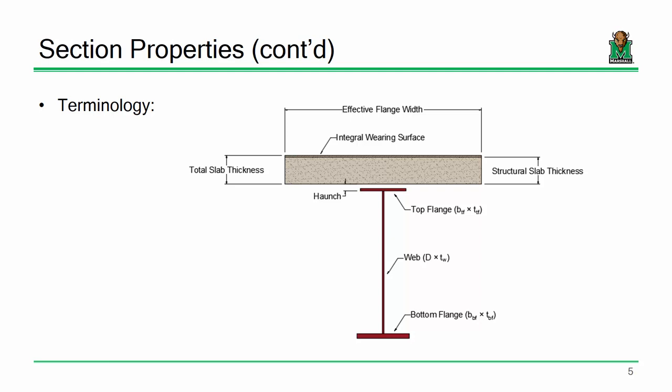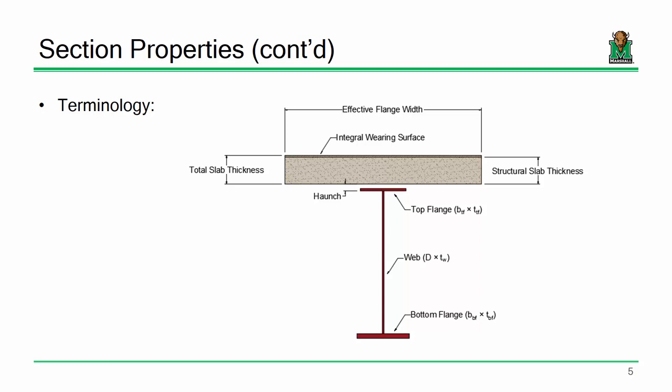So there's a high potential that you could have a different top flange than you would a bottom flange. I wanted to introduce that notation and make sure everybody's on the same playing field. So if I've got here top flange b times t, I'm saying it's b wide and it's t thick. So this is the width of the top flange, the thickness of the top flange. Okay? Sound good?